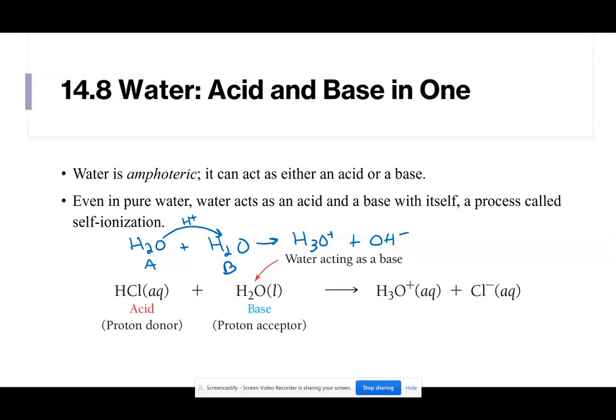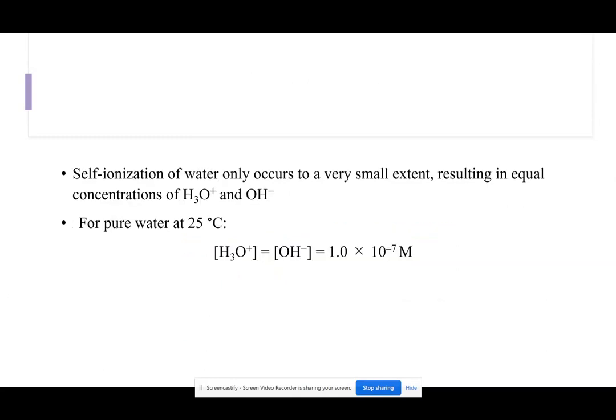With the self-ionization of water, this only happens when one water molecule donates a hydrogen to another water molecule. So you cannot form that hydronium ion without forming the hydroxide ion. Therefore, in pure water, the concentration of hydronium is going to be exactly equal to the concentration of hydroxide. That concentration is very, very low. Water does not self-ionize a lot.